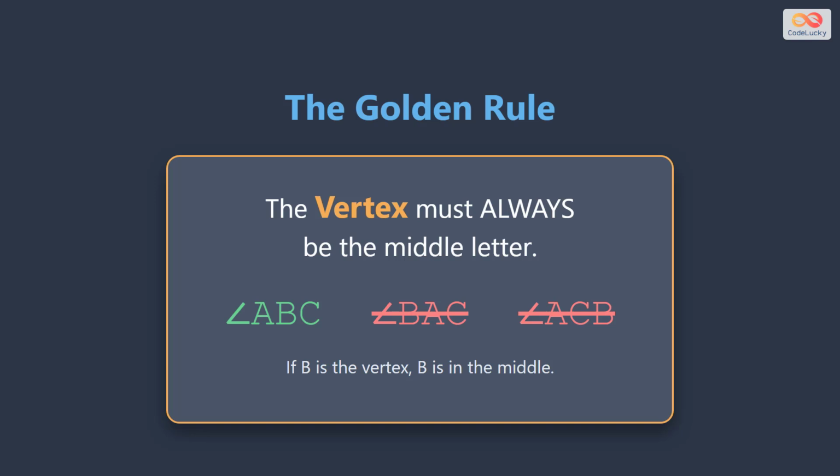There is one golden rule you must never break. The vertex letter must always be in the middle. If B is the vertex, you can write ABC or CBA, but never BAC or ACB.